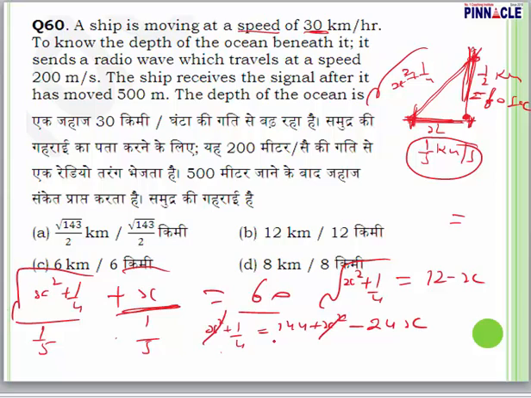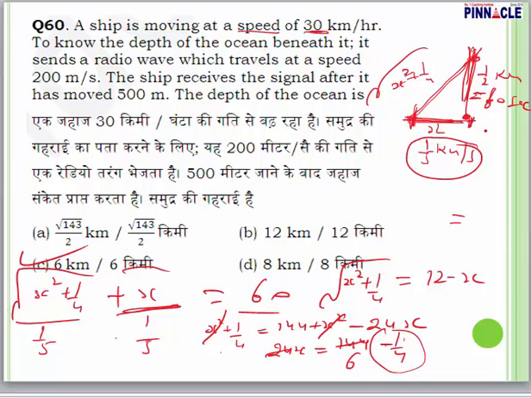In other words, you can say 24x is equal to 144 minus 1 by 4, and 1 by 4 is negligible. So 24 divided, you can say x is equal to 6, because we have taken it as negligible. Otherwise the calculation can go lengthy. So x is equal to 6 kilometers is the answer.